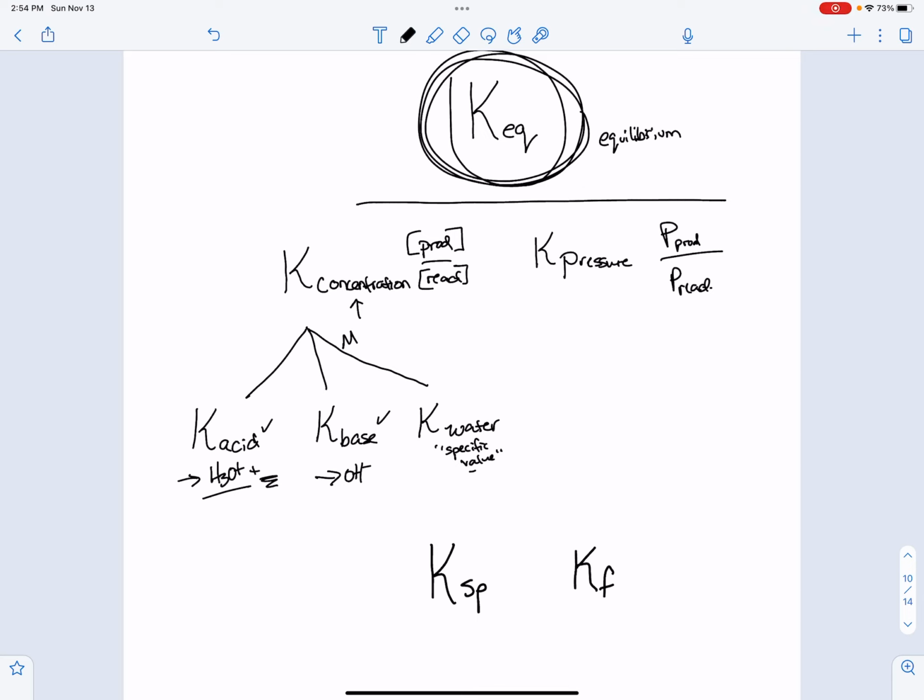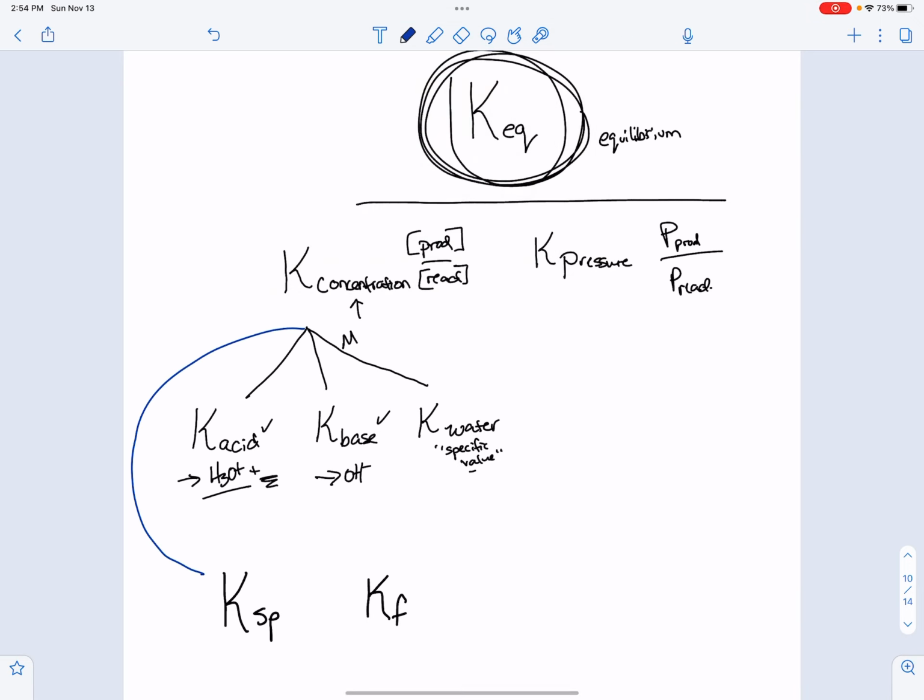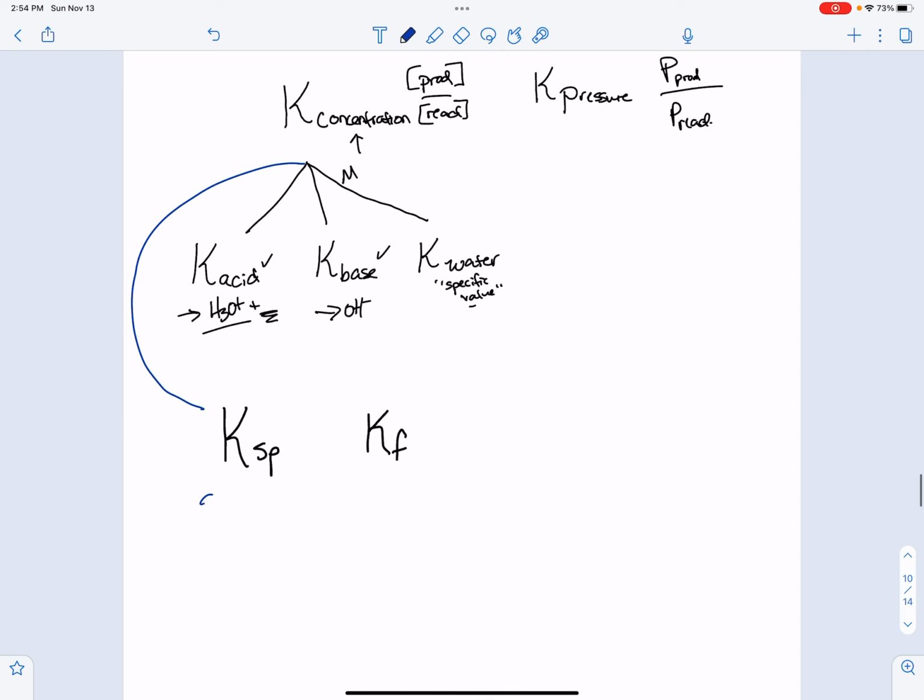Now, still under the realm of concentration, but kind of their own little entities over here, we have this one, so it goes around to here. This stands for solubility product, Ksp. And this one actually describes how well something dissolves in water. And this will be after you get through all the Ka, Kb, Kw stuff. You'll have a lesson on Ksp.